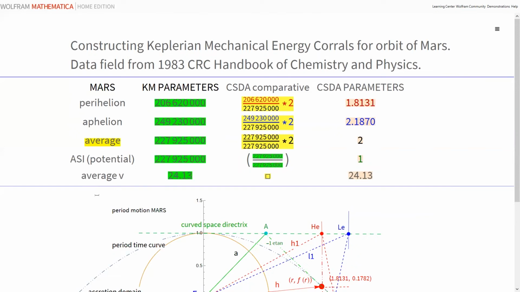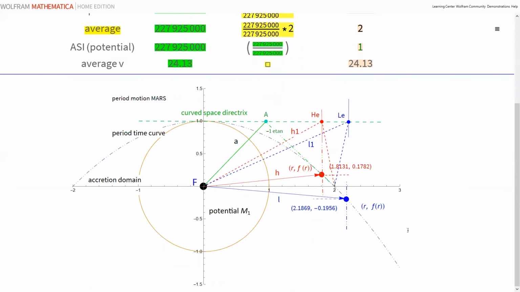To do so, use a direct ratio comparative. Place event energy curves as numerator. These are the limits of the orbit, perihelion and aphelion. Take the limits and everything in between them and put them up here on the numerator. This is the average curve, the average radius of the orbit, and this is the average energy of the system. So you set that as denominator, multiply the ratio by 2, and you will have CSDA parameters.